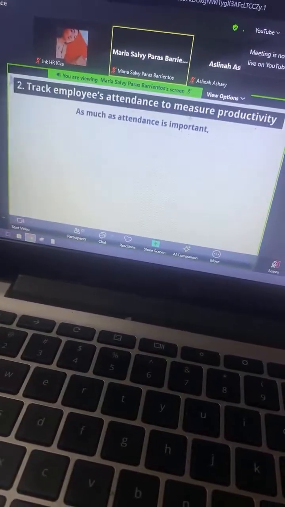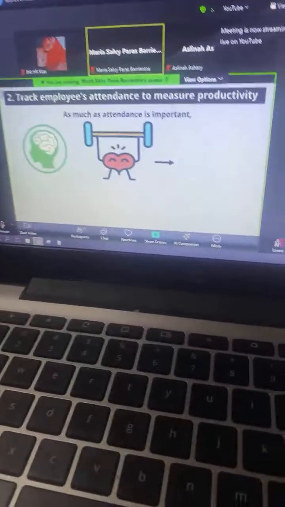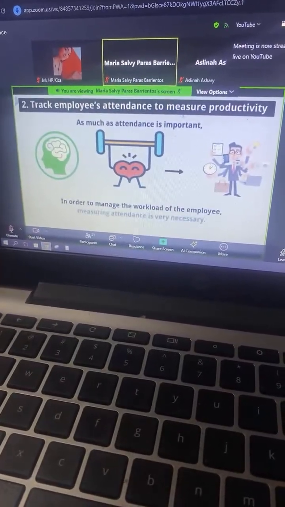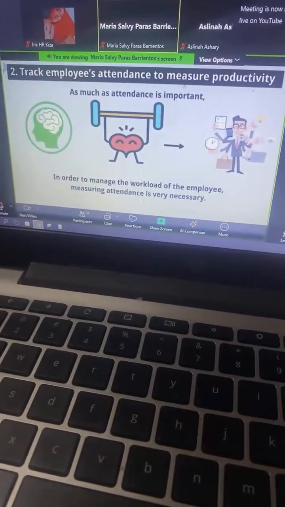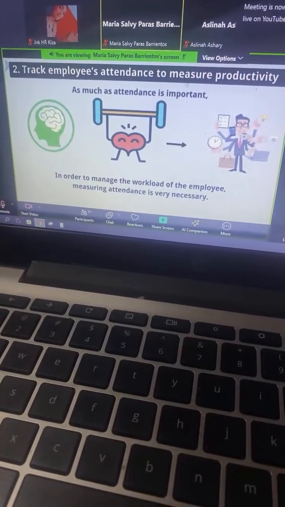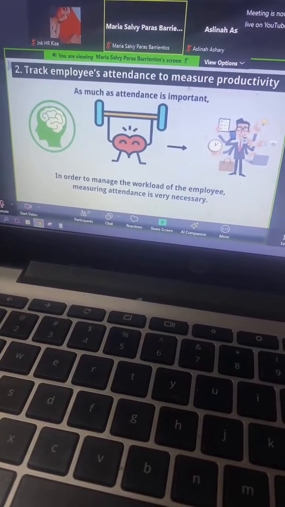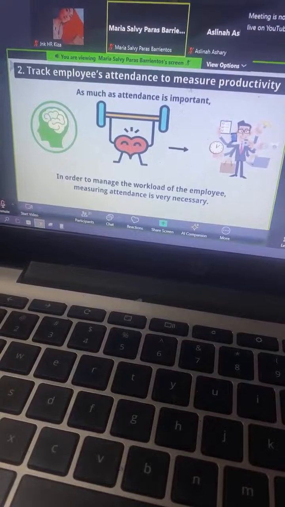As much as attendance is important, the mental and physical health of the employee is also very important to give you their best output. In order to manage the workload of the employee, measuring attendance is very necessary. There are many effective work hour measuring systems available which can make the process easier.